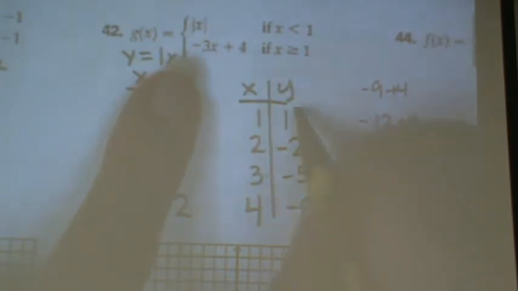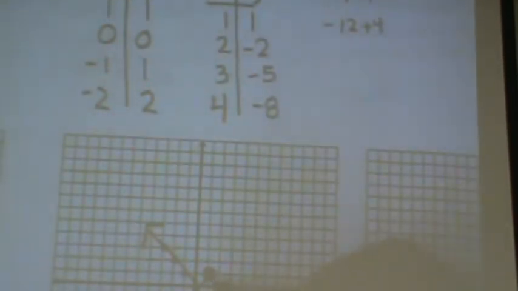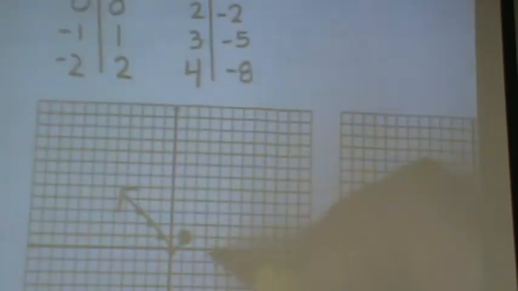These are going down by 3. So let's graph over 1 up 1, which is going to be that closed circle. Over 2 down 4. 1, 2, 3, 4.